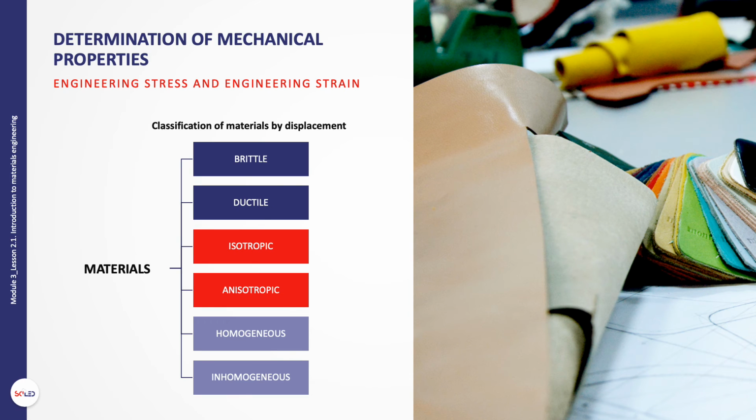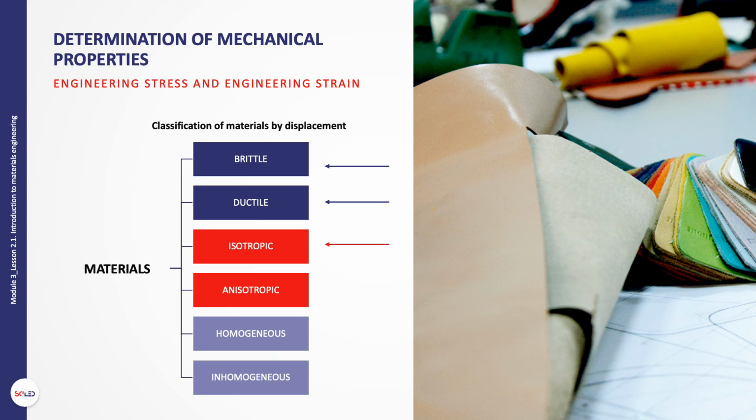The materials can be classified into three categories according to their displacement behavior: brittle and ductile materials, isotropic and anisotropic materials, and homogeneous and inhomogeneous materials. Brittle materials receive a very small plastic displacement, and so the energy needed to failure is very small, for example, glass. Ductile materials have very large displacements before failure, for example, soft steel.